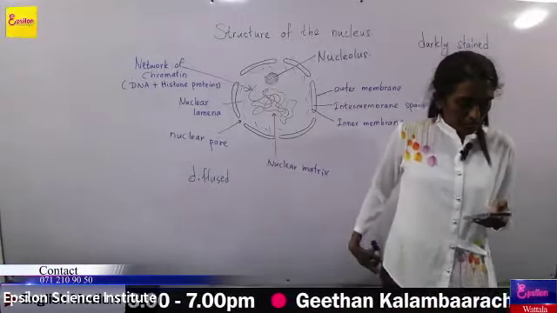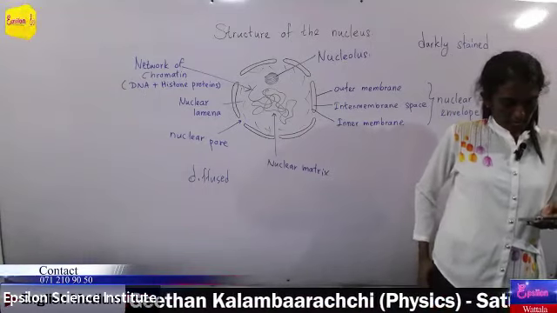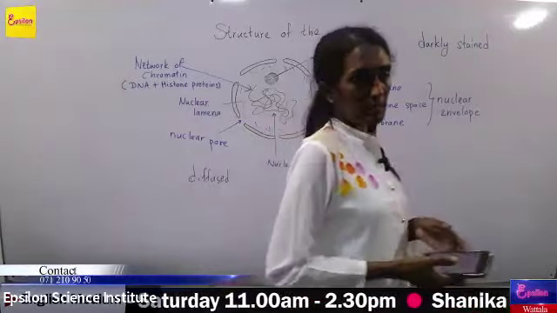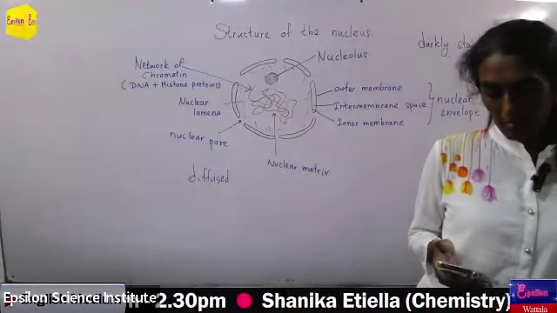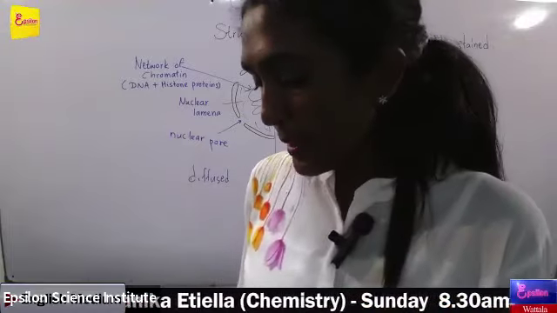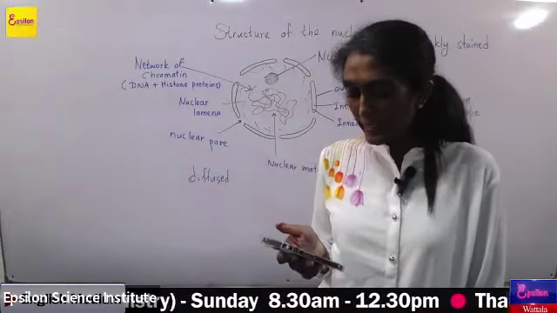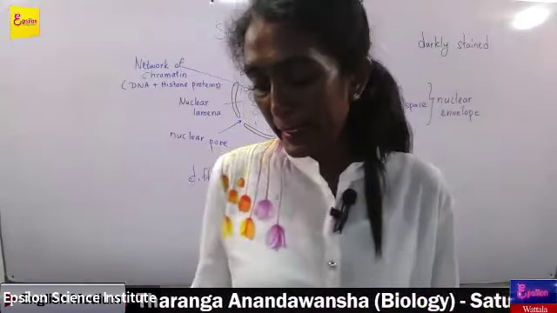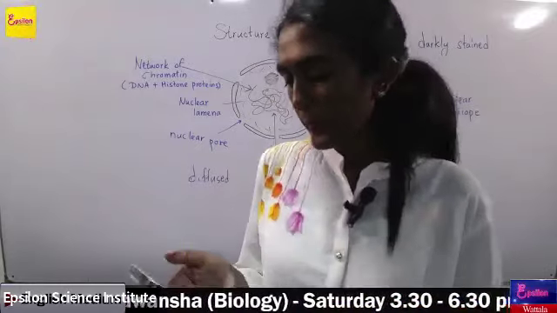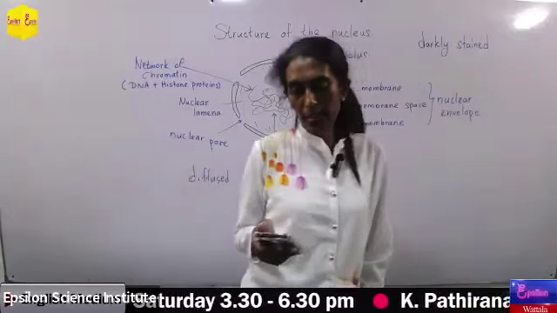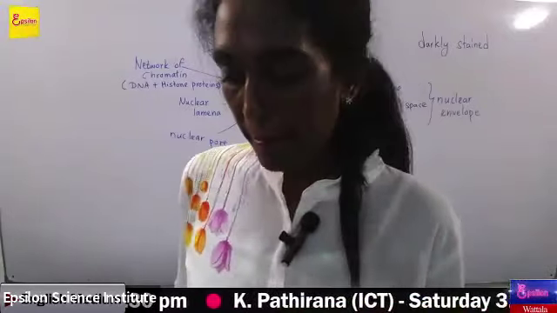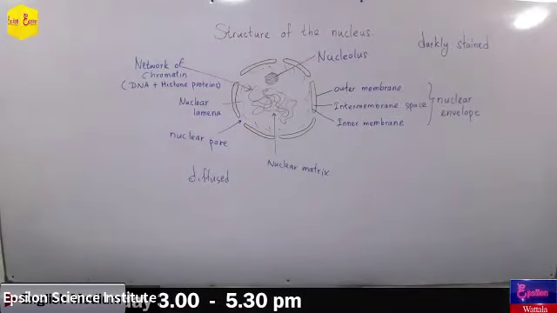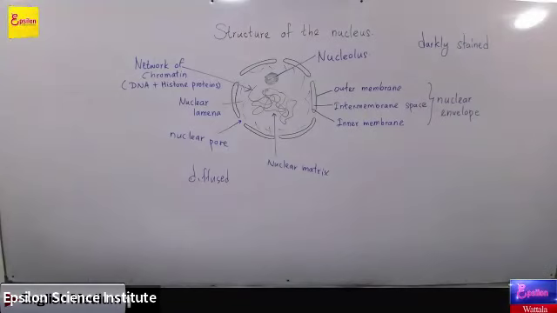Next one. During nuclear divisions, chromatin condenses, tightly coils and forms threads called chromosomes. Read this and read the given text also in the book.